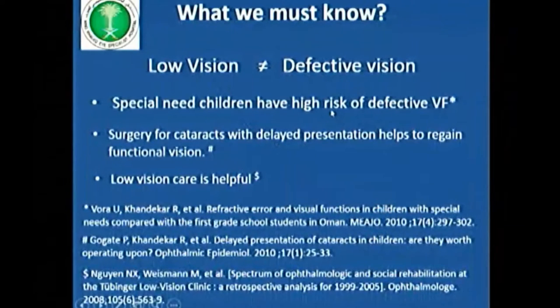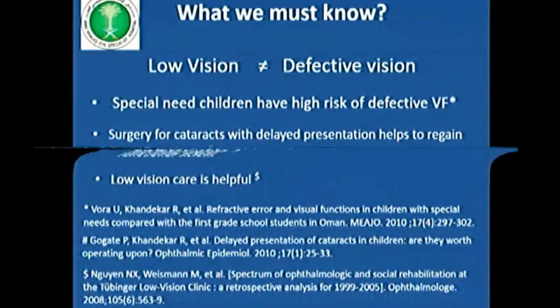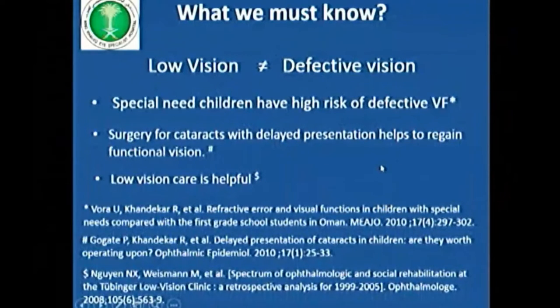The second thing: children who have special needs because of some other cerebral, hearing or other mental problems have a much, much higher risk of having visual function derangement. So they all must be thoroughly evaluated for visual function. Even in monocular disability of the eyes, like congenital cataract, even if they present at a late stage, we must take curative action, because the residual vision which is there has been found to be really helpful, with the guidance of low vision therapists, to improve their quality of life. And last but not least, providing low vision care has been found to be significantly cost effective to the community.